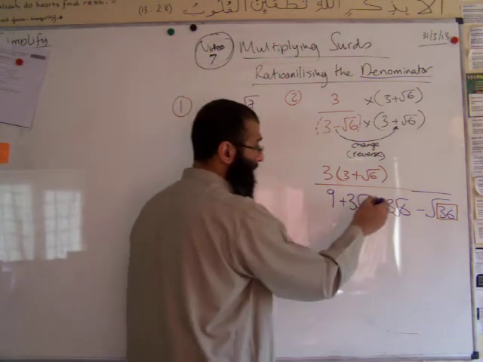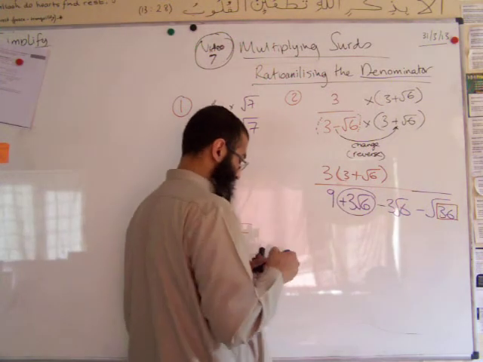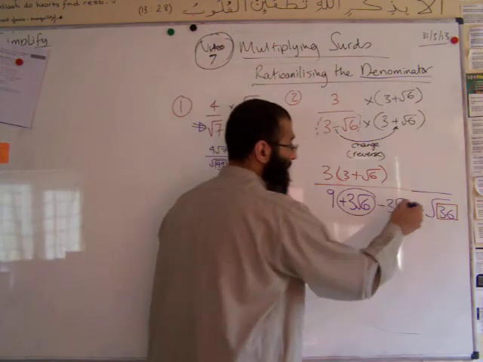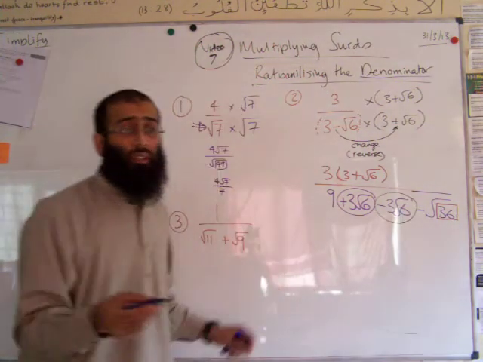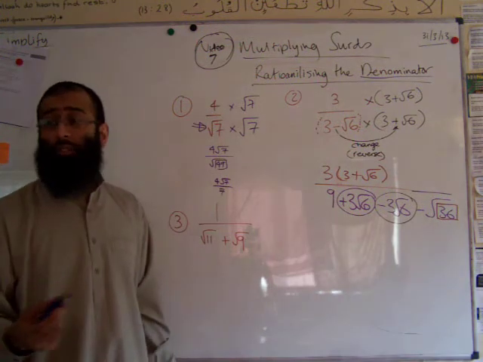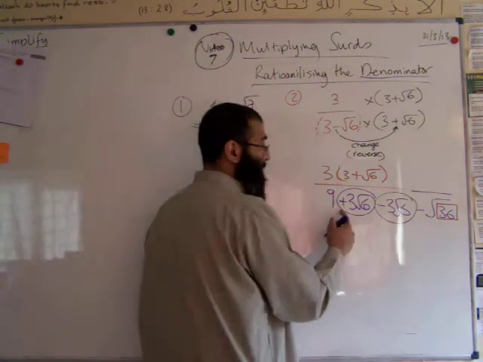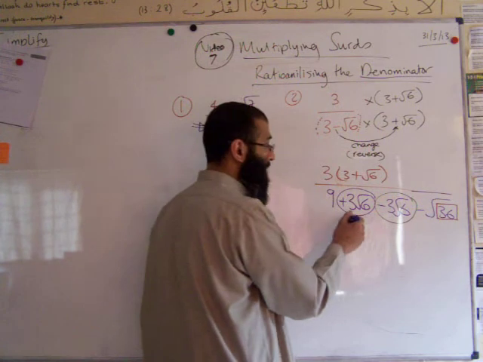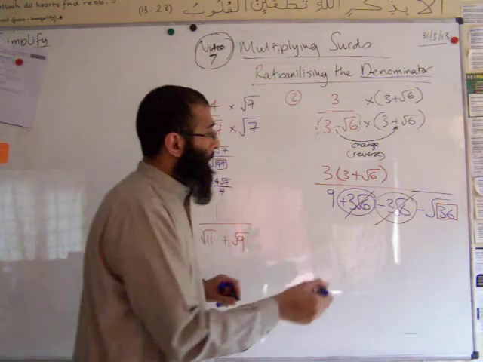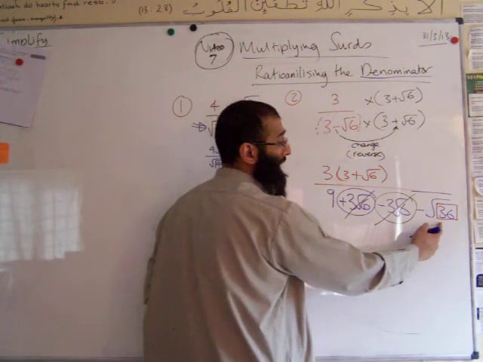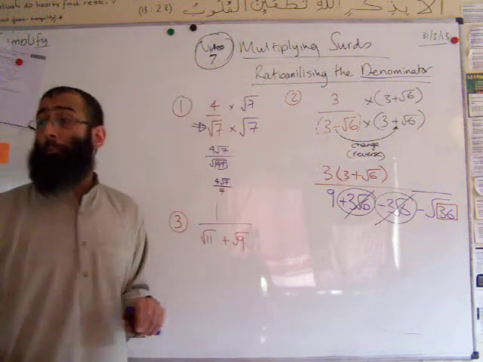If you look over here now, you have a plus 3 root 6 and a minus 3 root 6. These things are called opposites. So opposite things, when you add plus with the minus, they will cancel completely off. And minus root 36 gives you an answer of what? 6. Minus 6.